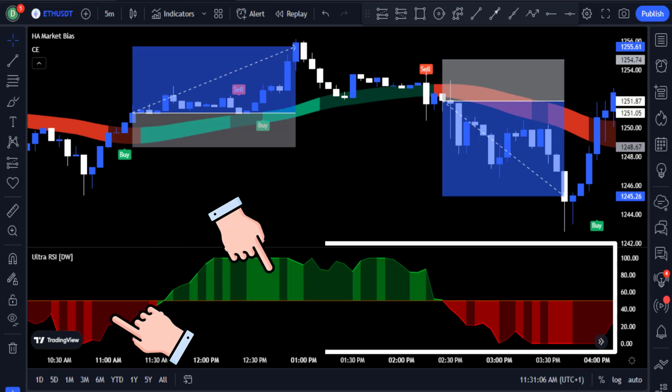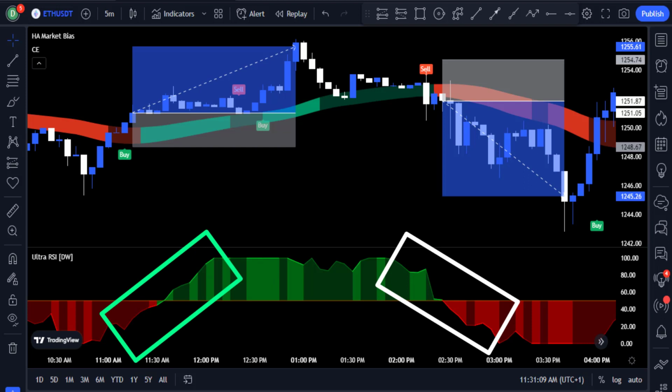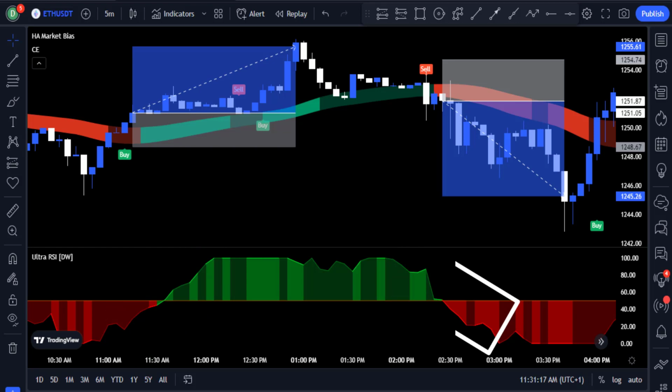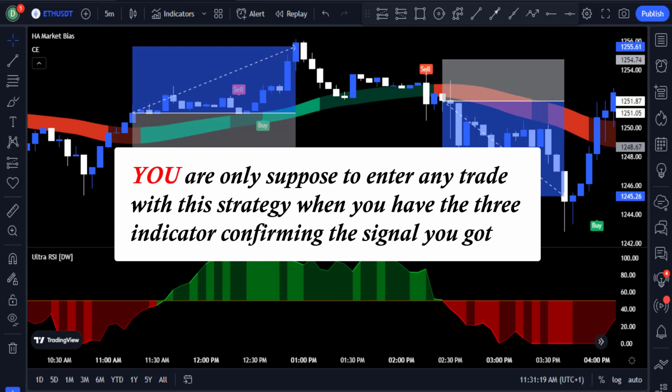You can see that the bands, before changing to either green or red, show you that there is weakness in the market and that price is about to reverse. Now, you are only supposed to enter any trade with this strategy when you get confirmation from these 3 indicators. Now, let's show more examples of buying and selling signals from these 3 indicators.